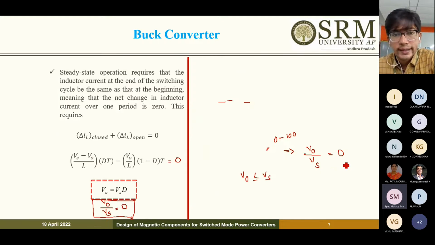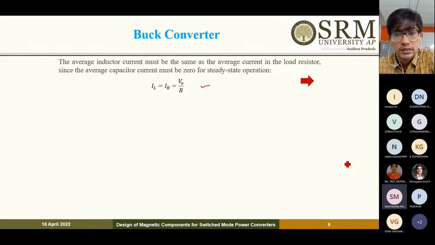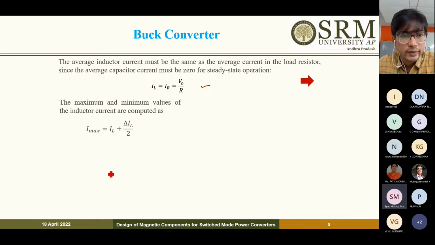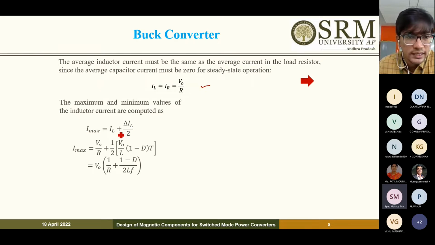Now, calculating the maximum current: I max will be equal to IL plus del IL by 2. We already know IL is the average inductor current, V0 by R. Del IL we have obtained during the switch off condition, that is V0 by L into (1 minus D)T. Taking 1 by 2 common and simplifying, this is the maximum current, one of the important parameters required to design an inductor.